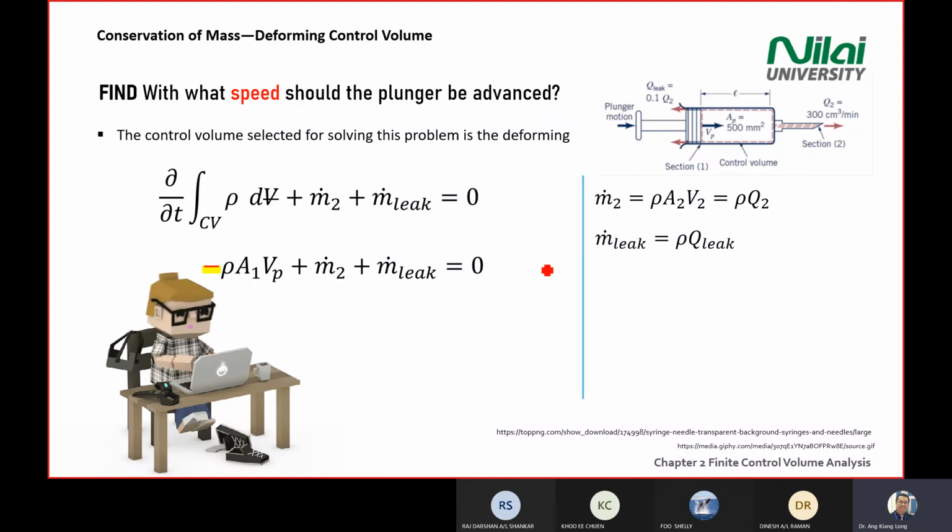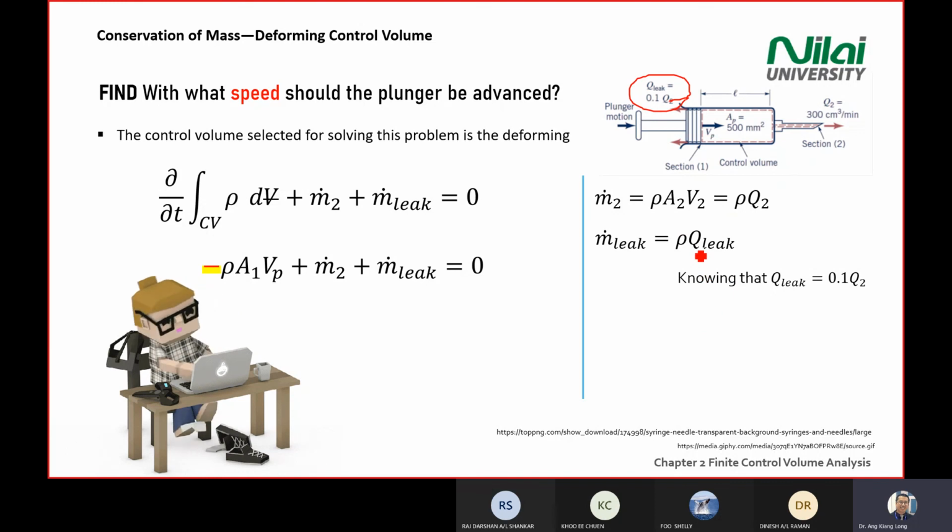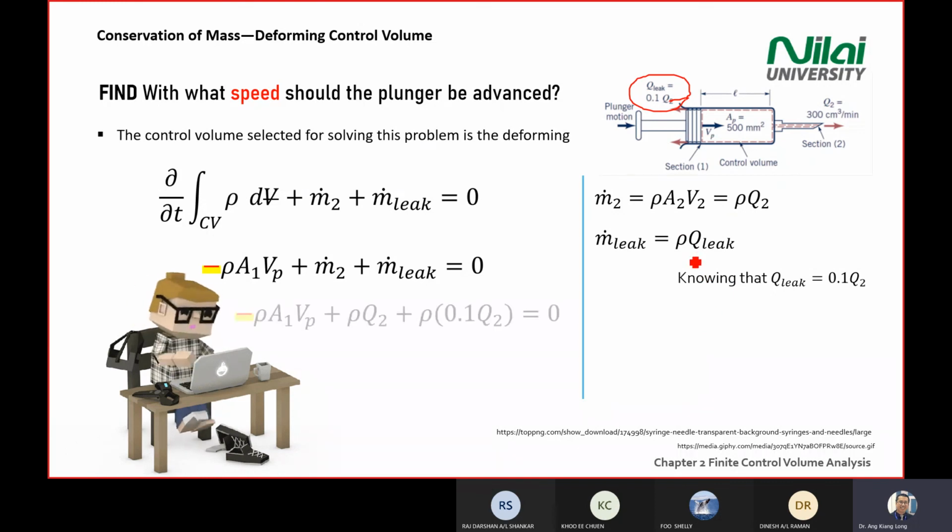Right, so we continue. m dot lick is also the same. m dot lick equal to rho Q lick, because you develop this from the question just now. Q lick equal to 0.1 Q2, because just now m dot 2 is rho Q2, so you have the relationship between Q lick and Q2. So you just substitute the same parameter inside there. So for m dot lick in your answer, you can substitute 0.1 Q2. Okay, so you have negative rho A1 VP for the plunger, plus rho Q2 for section 2, and also the lick, rho times 0.1 Q2, that you derive from the question.